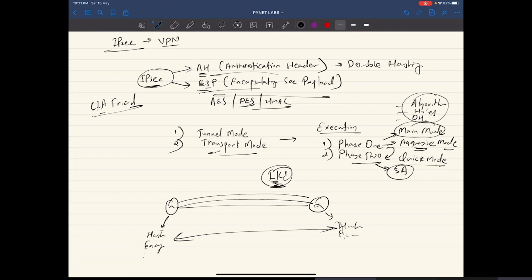So you configure whether you want to use AH or ESP. Then you configure whether you want to use tunnel mode or transport mode. Then you configure all your phase one and phase two characteristics, and your tunnel will be brought up. That's generally what the process would be.